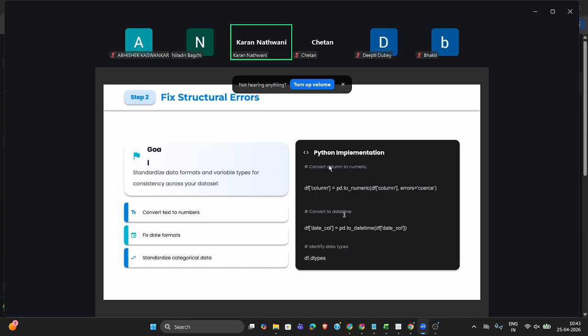Then convert to datetime. For example, pd.to_datetime, where df stands for the data file, and then you convert that data column. So all these are possible ways to fix the structural errors.